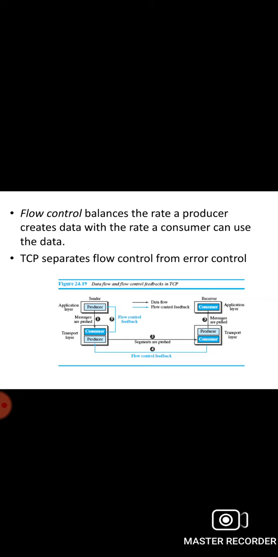TCP sliding windows are byte oriented, as I said earlier. The size of the window at one end is determined by the lesser of the two values, receiver window and congestion window. The receiver window is the value advertised by the opposite end in a segment containing acknowledgement. It is the number of bytes the other end can accept before its buffer overflows and data are discarded. The congestion window is a value determined by the network to avoid congestion.